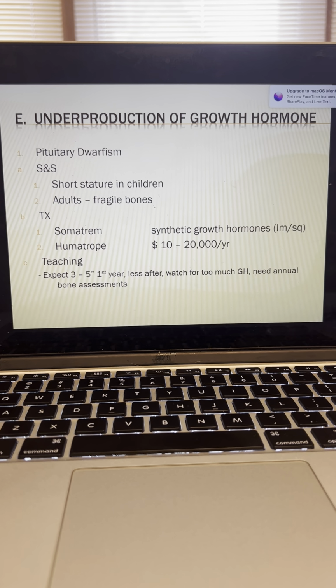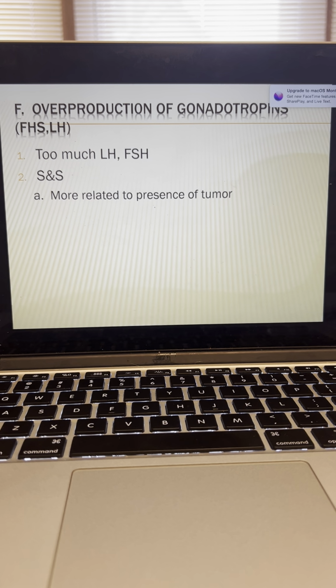Overproduction of gonadotropins, too much LH or FSH. Signs and symptoms are really more related to the presence of the tumor. You're not really going to know if you have too much LH or FSH.